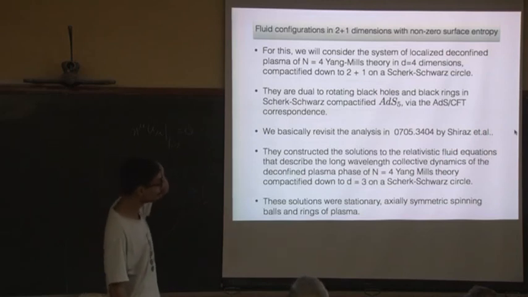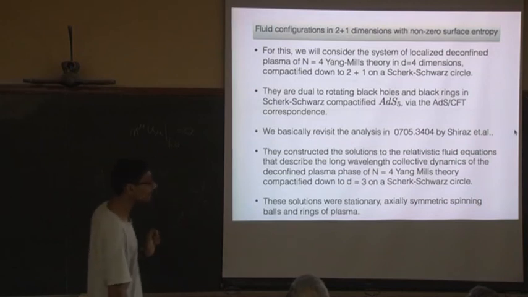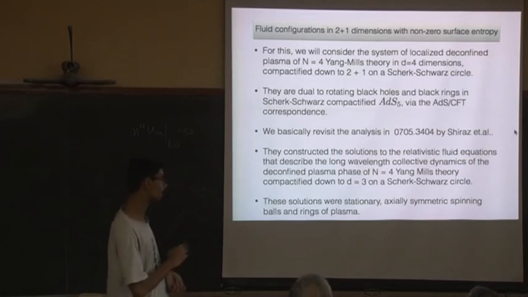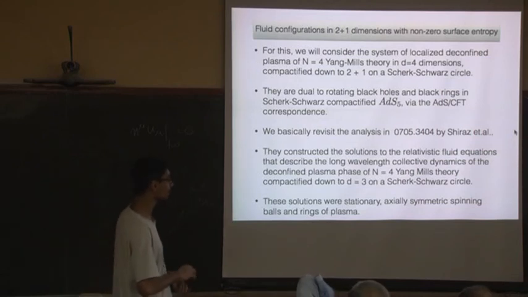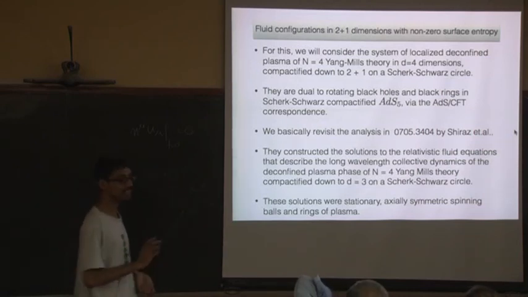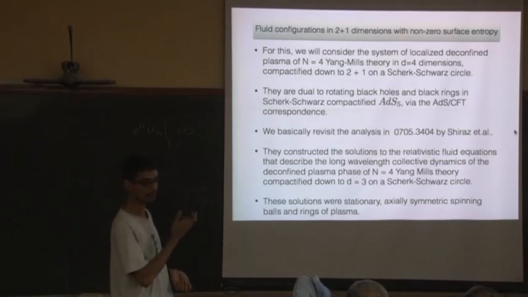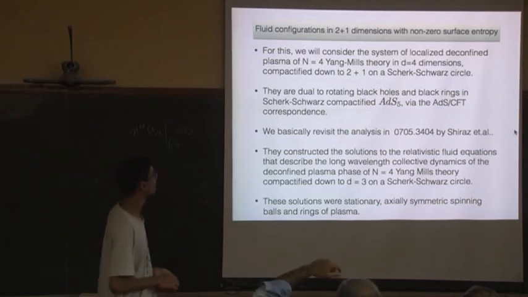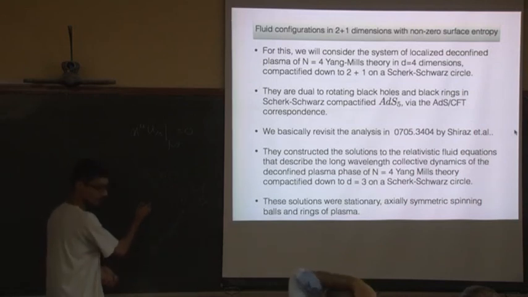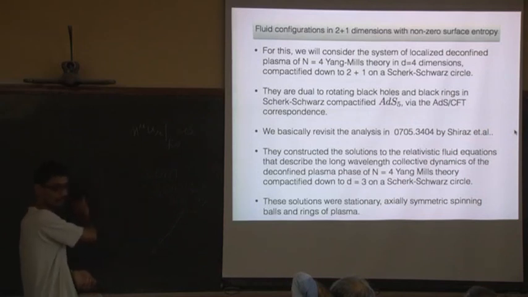So they constructed solutions to the relativistic fluid equations that describe the long wavelength collective dynamics of the deconfined plasma phase of N=4 Yang-Mills theory, compactified down to 2+1 dimensions on a Scherk-Schwarz circle. These solutions are stationary, axially symmetric, spinning balls and rings of plasma. So these are spinning plasma balls or spinning plasma rings. The purpose of going on in one direction is just to take everything translationally invariant in that direction. So one has to take one of the circles to be periodic, which is the Scherk-Schwarz circle, and that caps off in the IR.